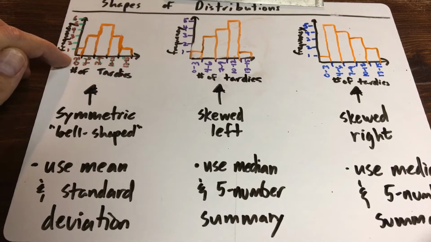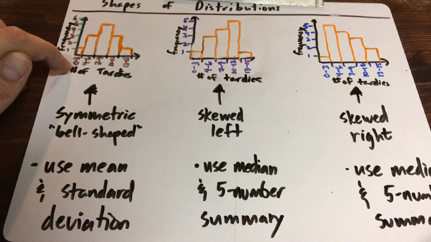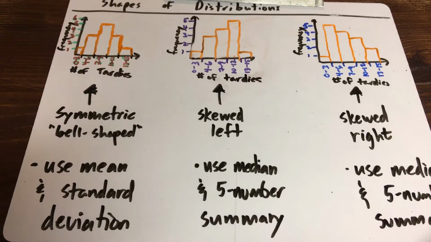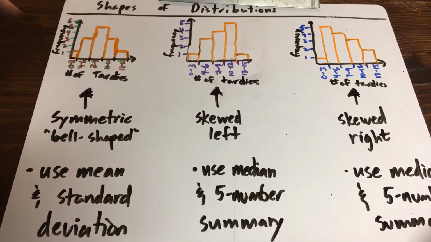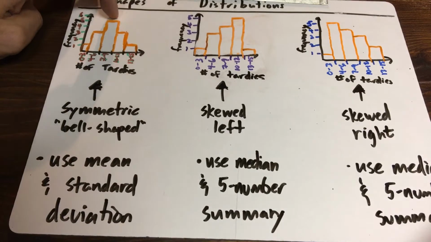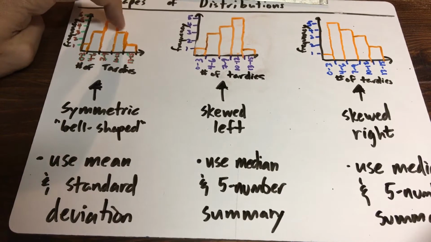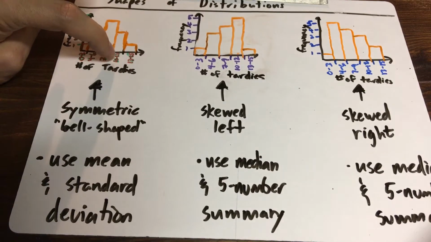So like, for example, in this graph, one person had between 0 and 3 tardies. This is 4 to 6. We have 3 people. The frequency there is 3. 3 people had 4 to 6 tardies. The highest bar here is at 5. 5 students had between 7 and 9 tardies. Down here again, we're at 3. So 3 people had between 10 and 12 tardies. That's what that interval is, if you can't tell.